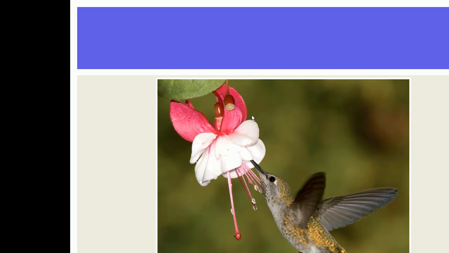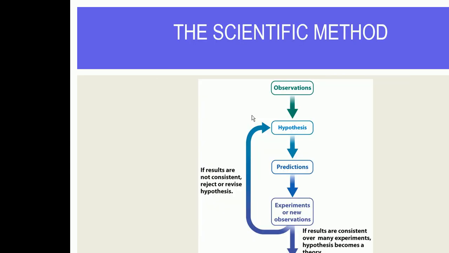Observation is the first step in the scientific method. And the scientific method is not only done by the scientist in the lab, it is also done by all of us in our daily life. When we have to solve some problem, we follow the scientific method. There are steps of the scientific method, and observation is the first step.